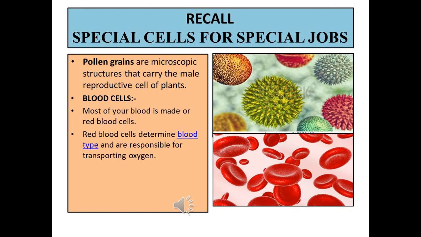The job of remaining cells are: pollen grains are microscopic structures that carry the male reproductive cell of plants. Blood cells: most of your blood is made of red blood cells. Red blood cells determine blood type and are responsible for transporting oxygen.